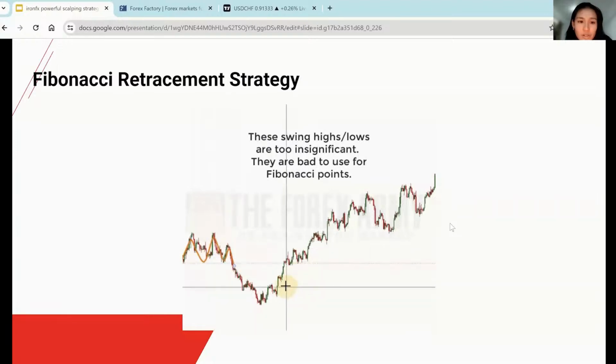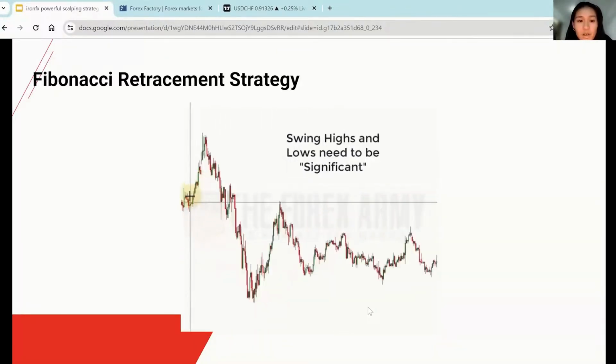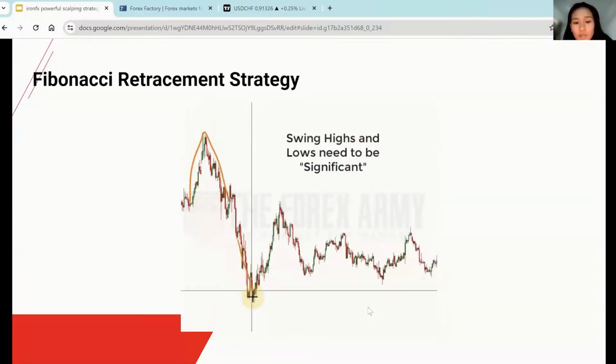Okay, next we're gonna look at the Fibonacci retracement strategy. So some things to take note of for Fibonacci retracement. Firstly, you want to make sure that you are using a really clear chart, like those that we saw earlier, for the clear market structure, unclear market structure. You can see in this GIF that it's pretty unclear since the swing highs and lows are quite insignificant and they're not best to use for Fibonacci points. So the swing highs and lows that you should look out for should be clear, like the ones that we have here.